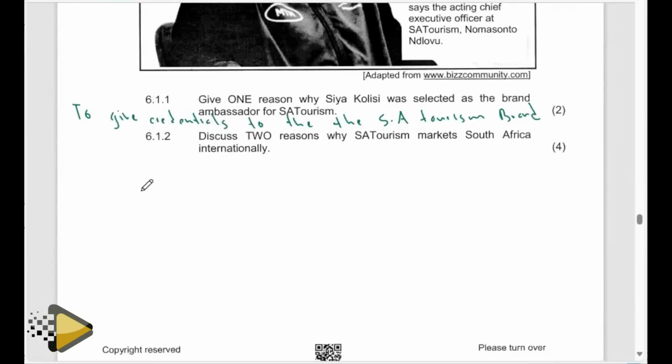So different businesses or different organizations, they choose global icons or they choose sports celebrities so that they can actually give credentials to the tourism brand. So you can actually say that to endorse the tourism brand. So they were chosen as an endorsement to the tourism brand. That is the first thing. Then moving on to the next one, discuss two reasons why SA Tourism markets South Africa internationally.